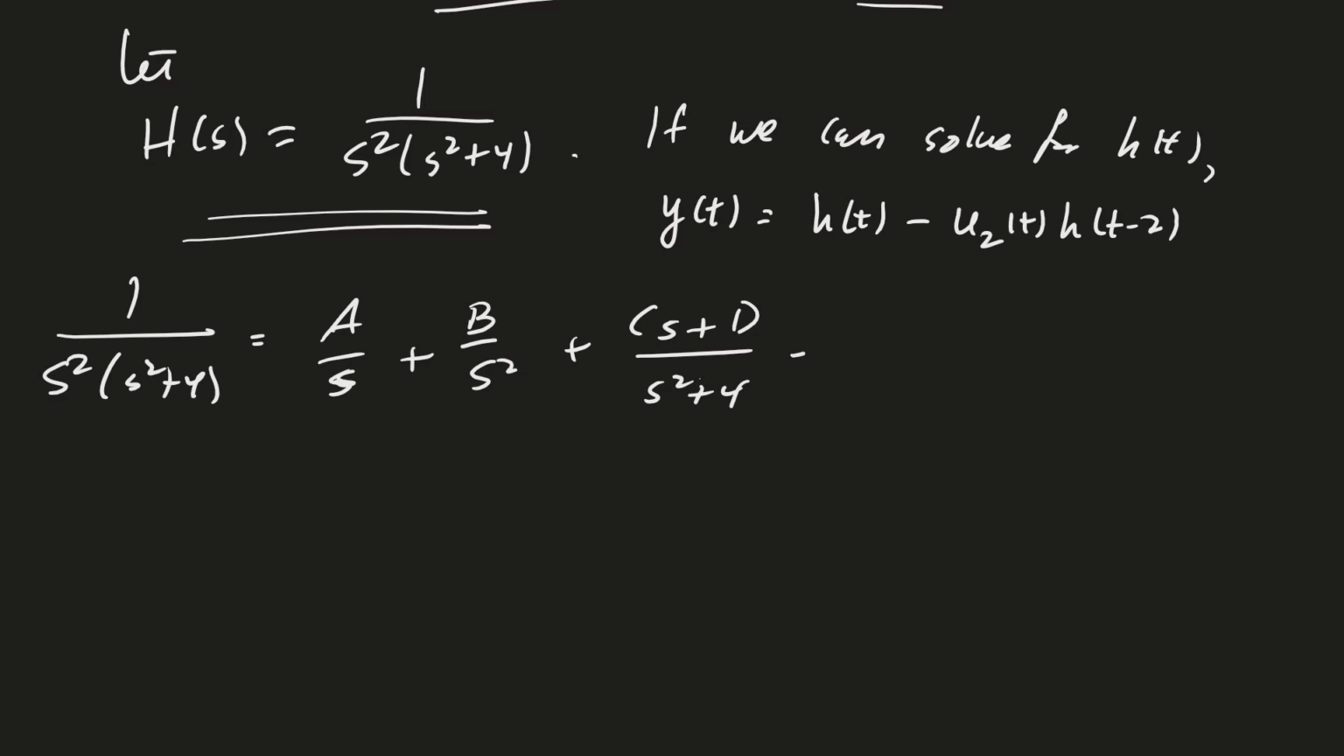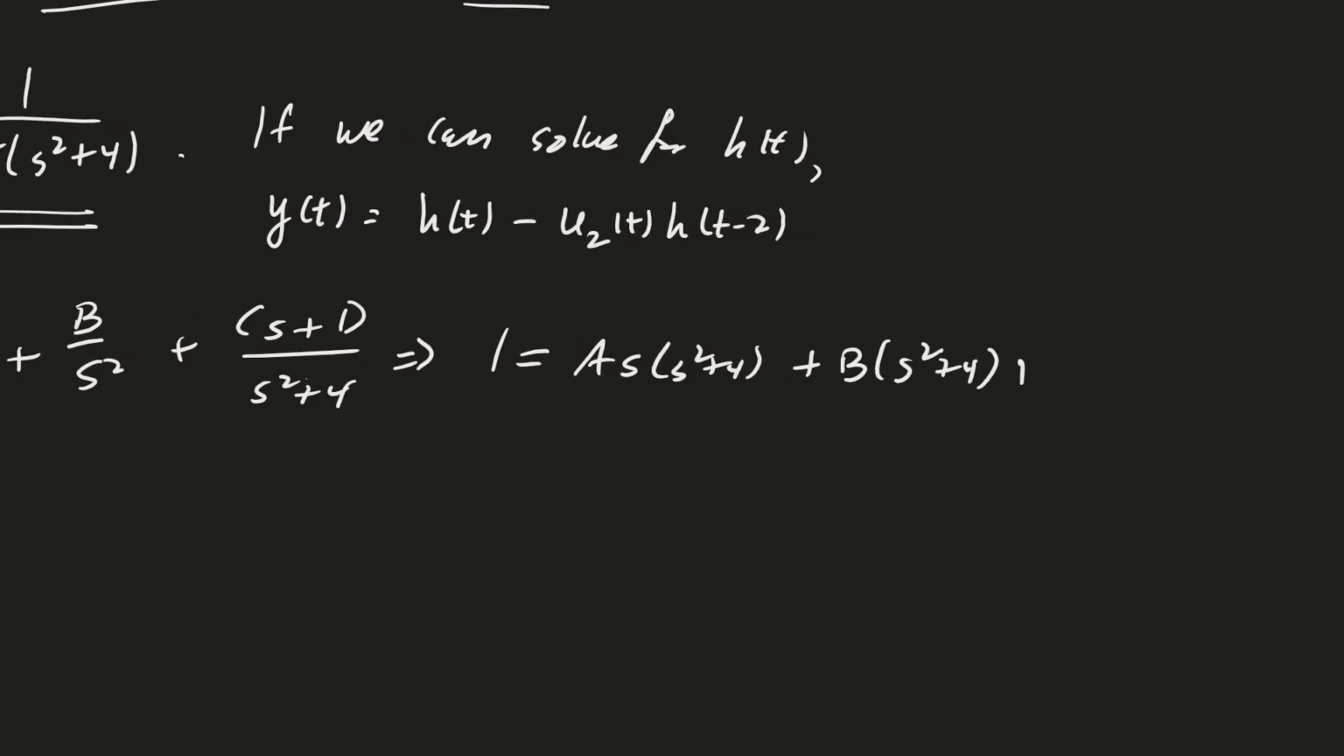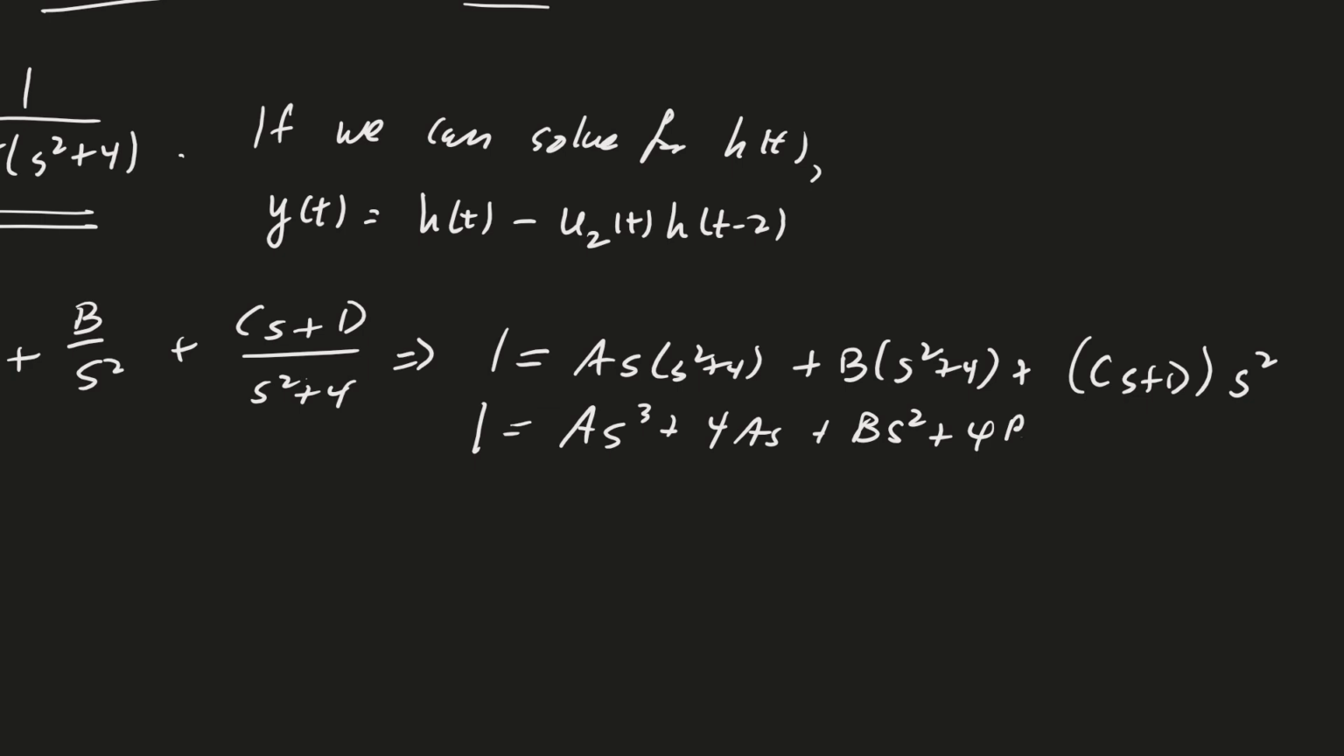Clear the fractions on both sides, and you get 1 is equal to as times s squared plus 4, plus b times s squared plus 4, plus cs plus d times s squared, right? And so 1 is equal to as cubed plus 4as plus bs squared plus 4b, plus cs cubed plus ds squared.